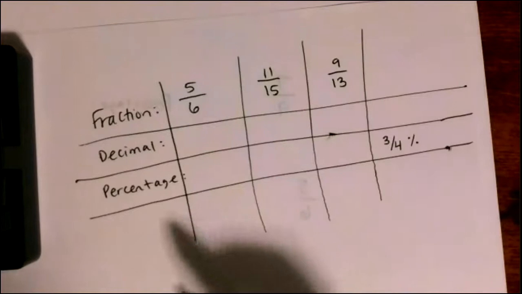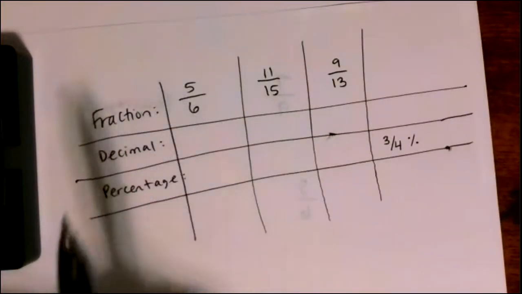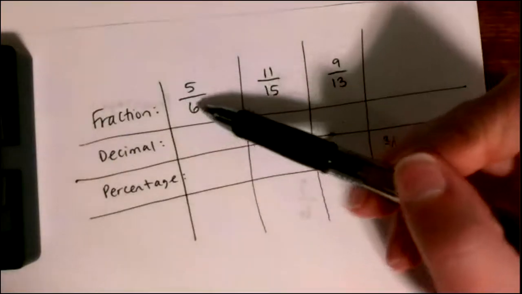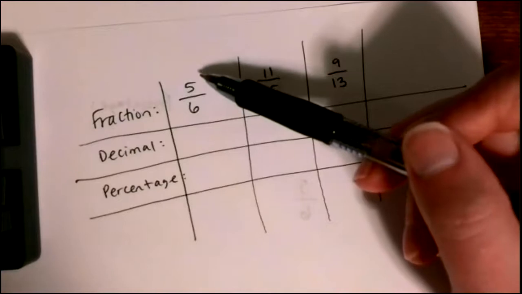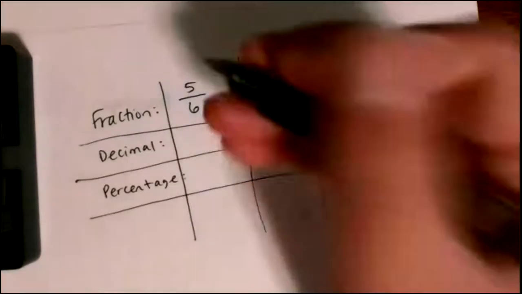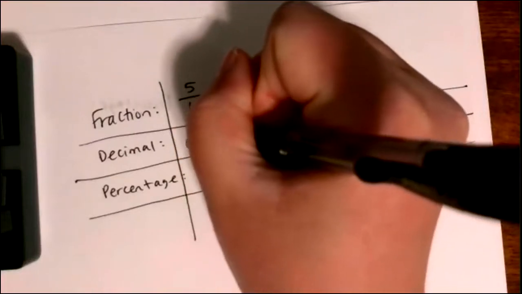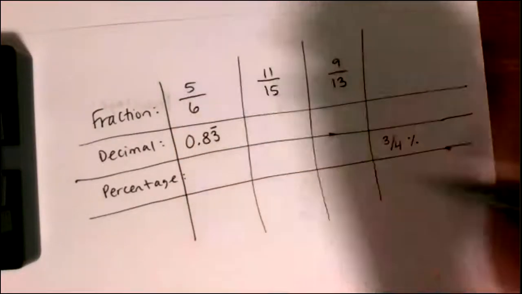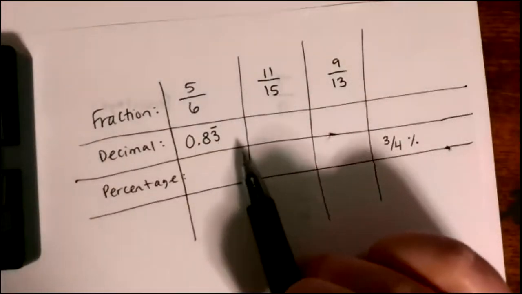So going from a fraction into a decimal, so we learned earlier, anytime you have a fraction, you can just look at this as a division problem. So 5 divided by 6, you can use your calculator here. So 5 divided by 6 gives us 0.83, and that 3 is repeating. So I'm just rounding to the nearest hundredth here.